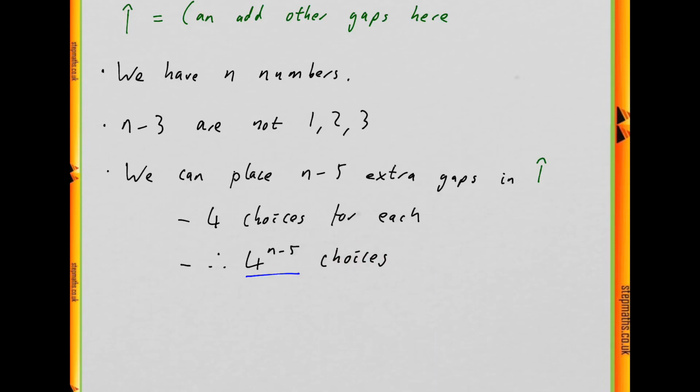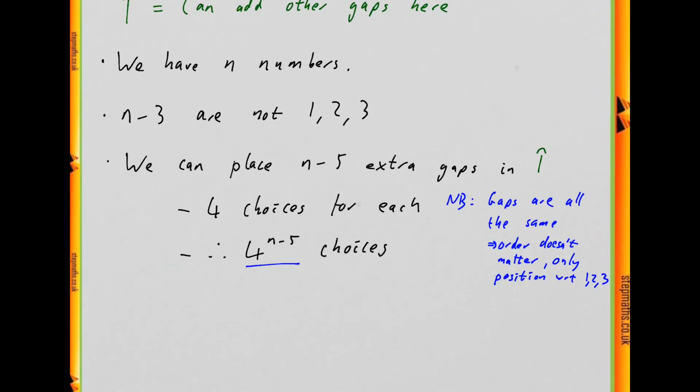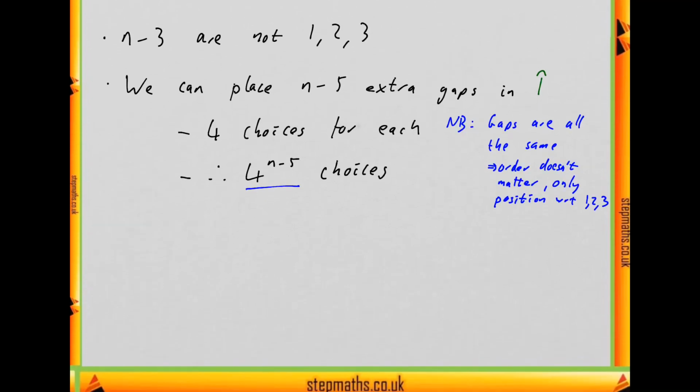Just to note, something I'm using here is that I'm placing gaps at the moment. I'm not actually placing the numbers in them yet, and that means they're all the same. So if you imagine back to when we did this for n equals 6, we just had spaces and then we put the numbers in afterwards. If I swap 2 of those spaces, it doesn't change the pattern of gaps. So that means the order doesn't matter. It's only the position with respect to the fixed numbers. Because if the order mattered, then I'd have to take into account how many ways I can permute the gaps, but they're all the same, so it doesn't matter.